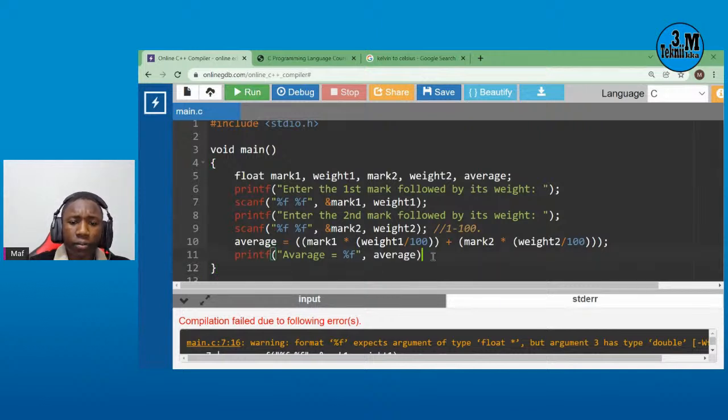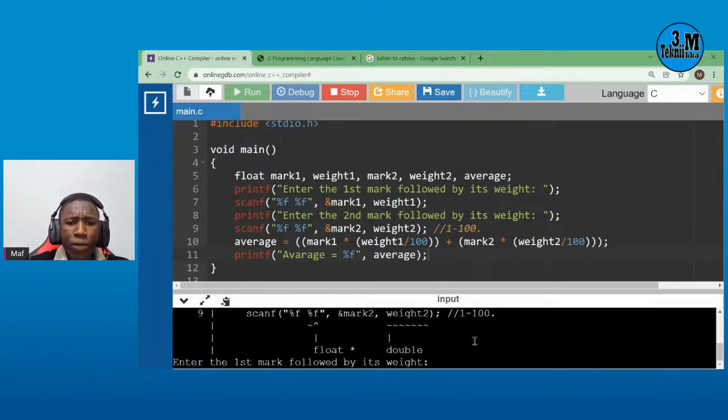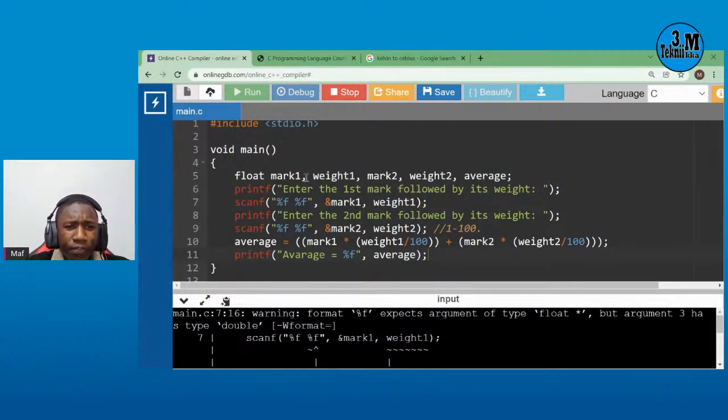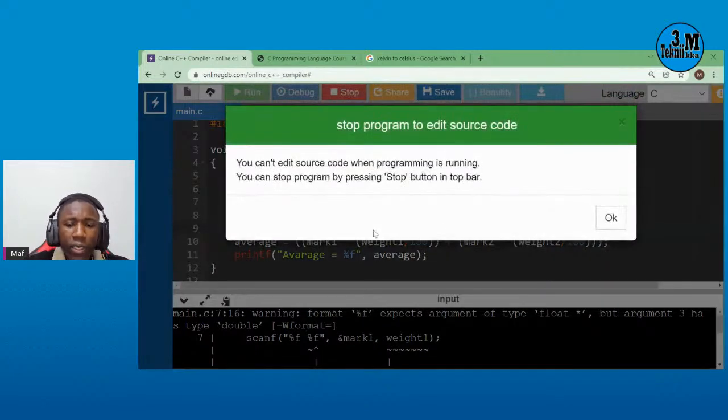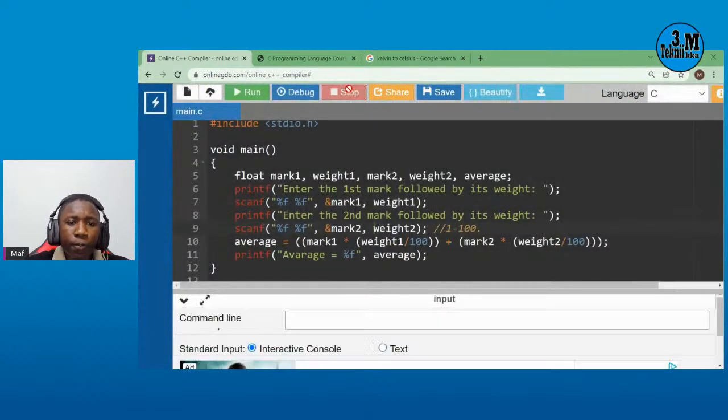I need a semicolon here instead of a colon. Yeah, that's bad. Let me see where the error is. I need the address operator here, and also here. Okay.